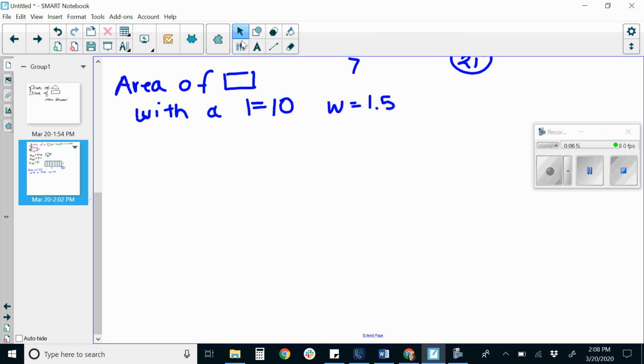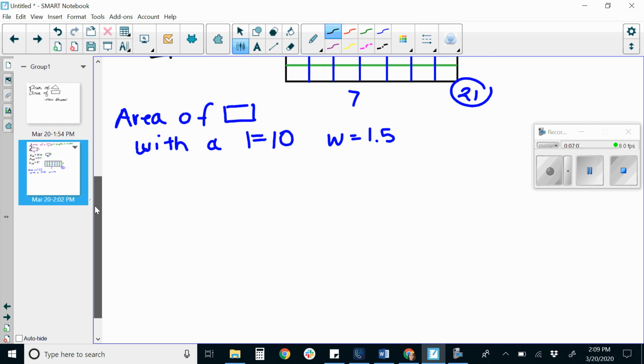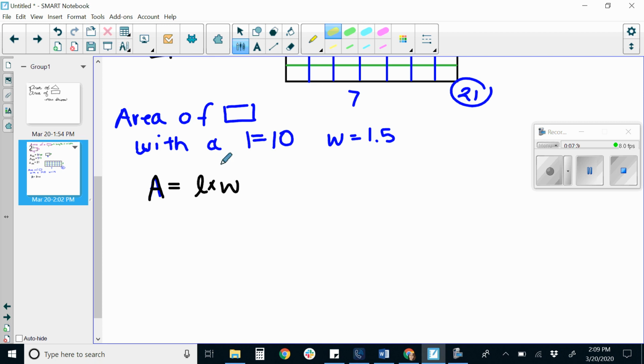All right, hopefully you did pause me and tried it yourself, but I'm going to show you the answer so you can see if you're right. So again, what am I going to do first? I'm going to write the formula. Area equals length times width, or you can use the X if that's better for you. Length is going to be yellow in this one, and width is going to be green. So my width is 1.5, and my length is 10.